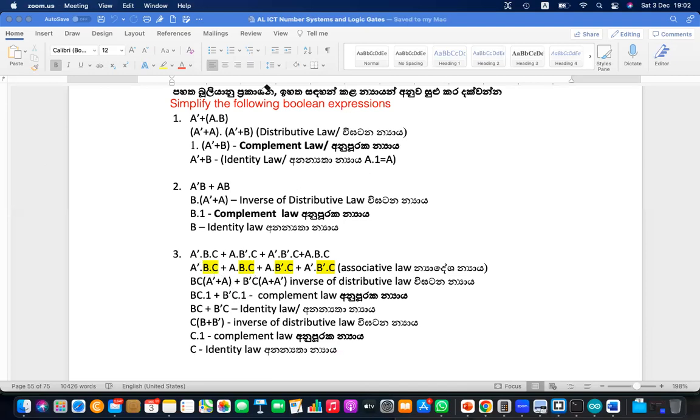Now let's look at these two. I have rearranged this, so can you see? Here A not B C, A not B and C. Then I take another one that has B and C here. B and C is common here and B and C is common here too. I have taken this B and C out.